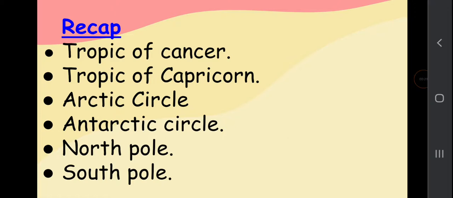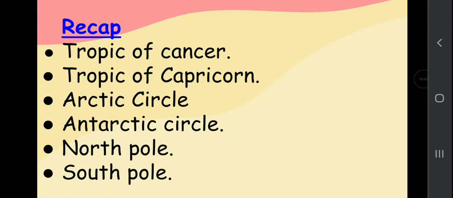We have studied about lines of latitude and important latitudes. What is the other name of latitudes? It is parallels. They are also called parallels because these lines are parallel to each other and never meet. As we move towards the pole, these lines get shorter and the amount of sunlight will also decrease. That's why poles are the coldest.